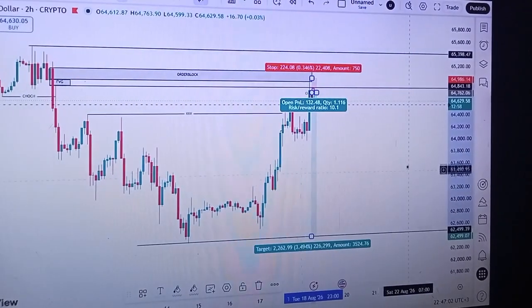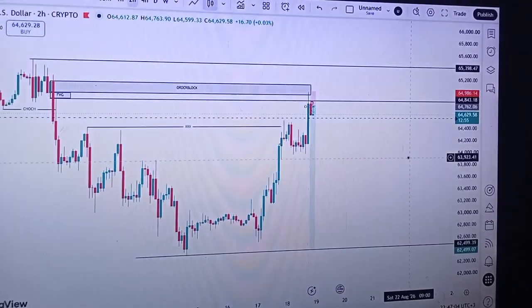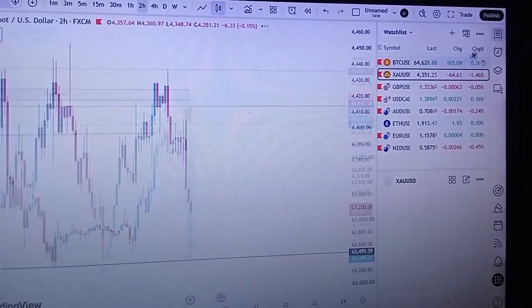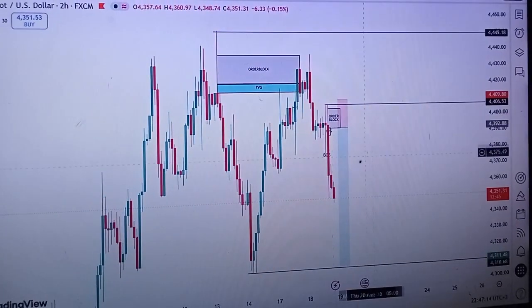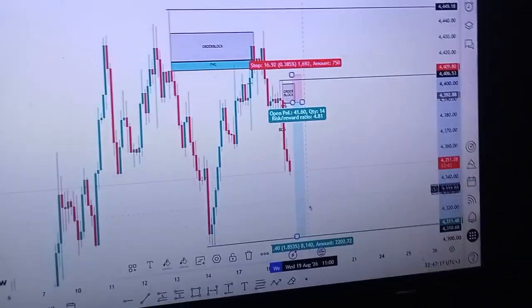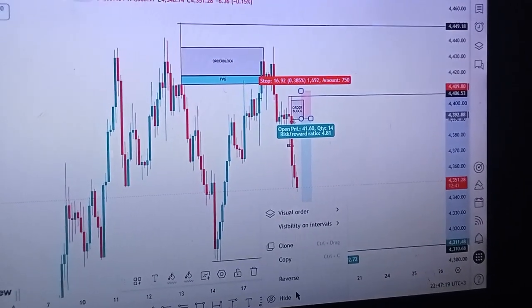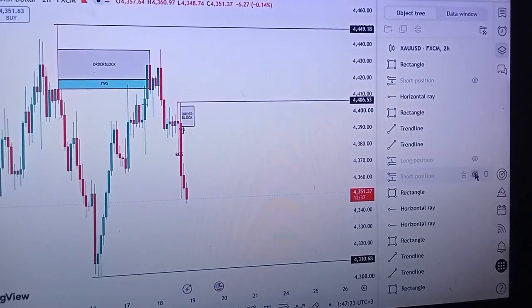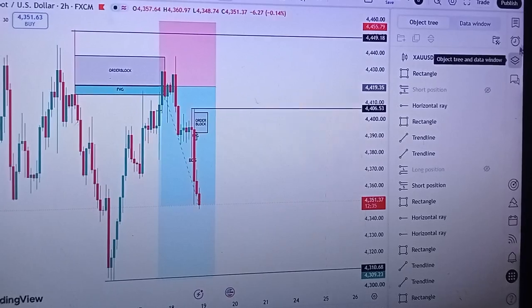So I'm just gonna be holding this and see how it all goes. Yeah, and then let's go to gold and check. We had some trades that we are holding. This is actually another setup, but let me hide it. Then I bring the one that we had since yesterday. Yes, so that is it.